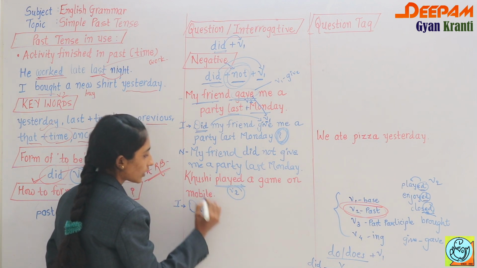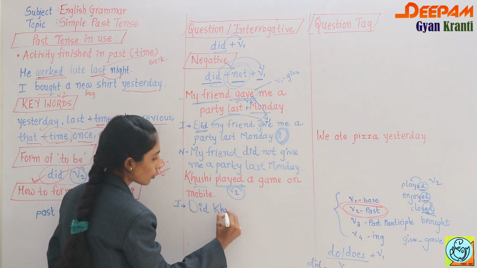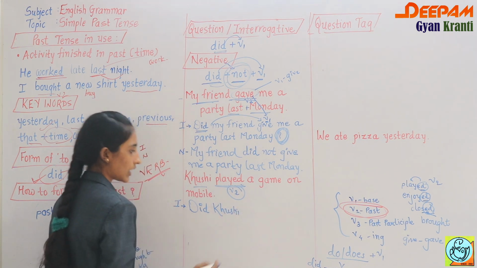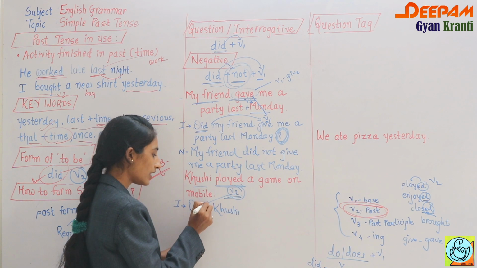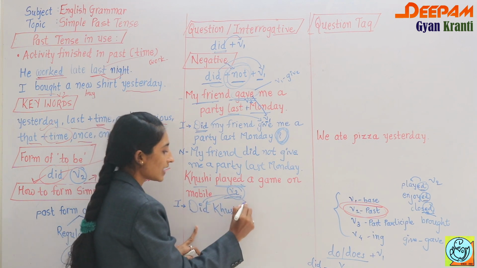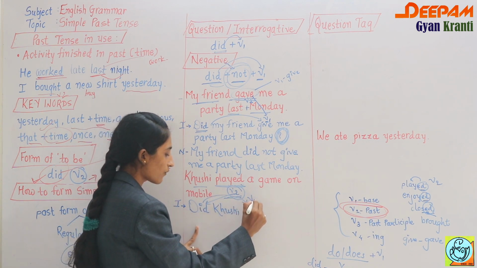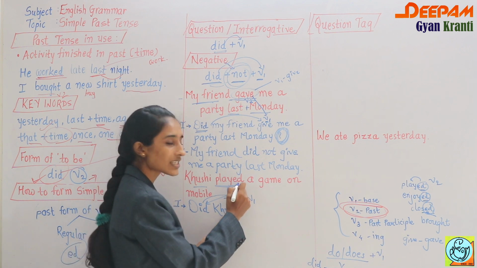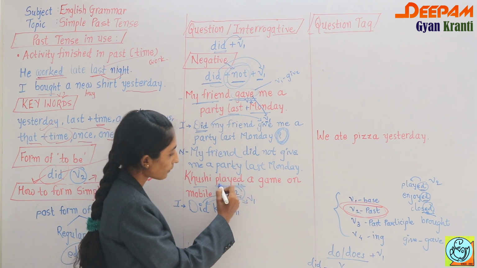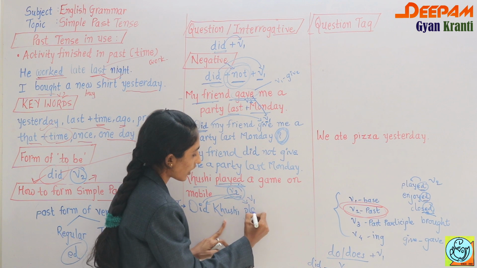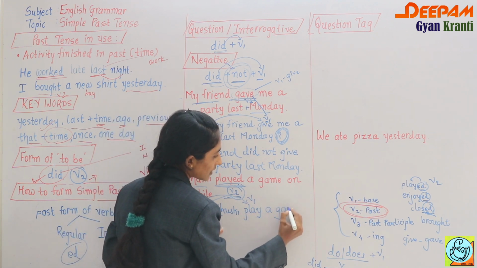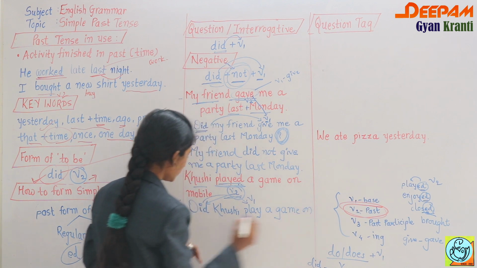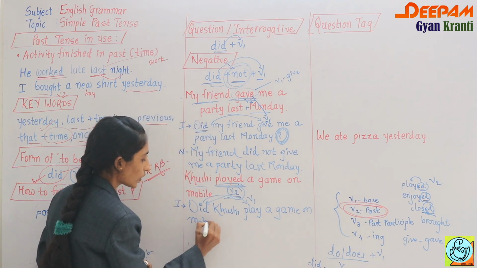So did. Okay, then comes the subject. So Khushi did Khushi. Now we want the verb. Here V2 is given and we have already used did, so with did we always have to use V1. So did Khushi, what is V1, or we can say the base form of played? So definitely you are right. Khushi play. Then comes as it is, game on mobile. Then question mark.